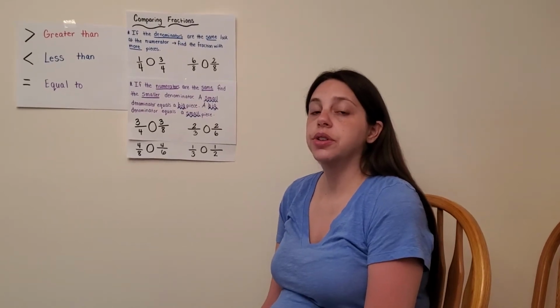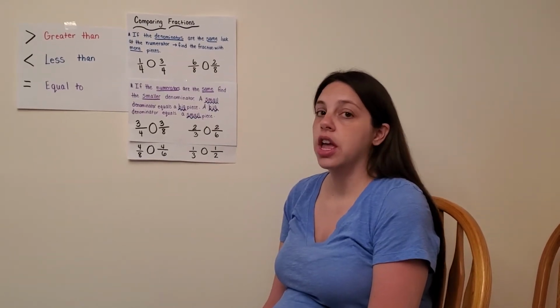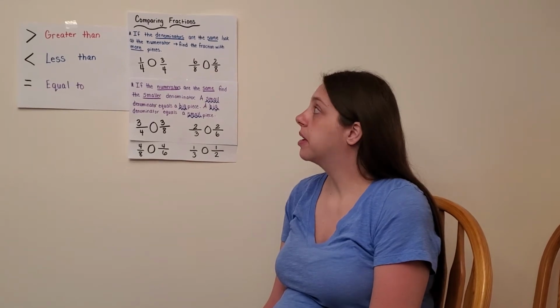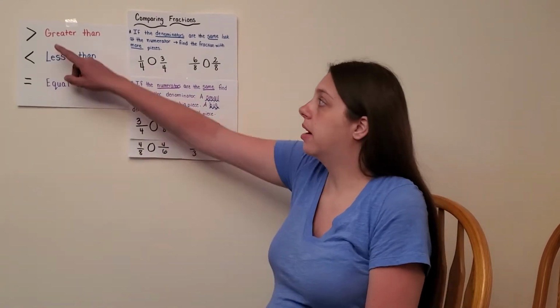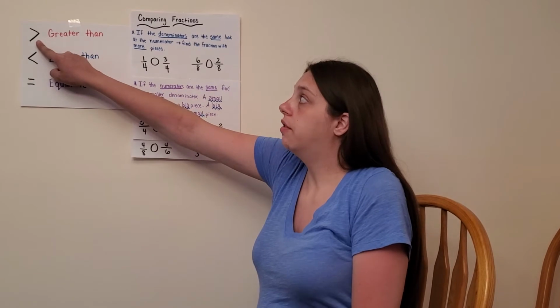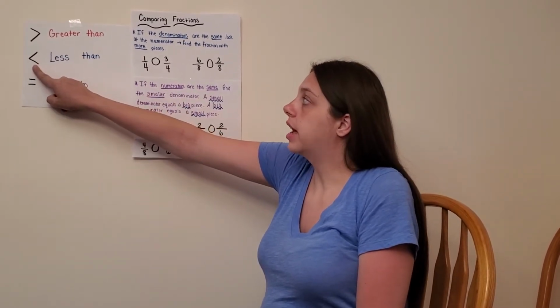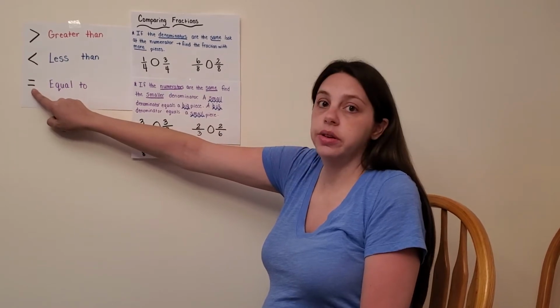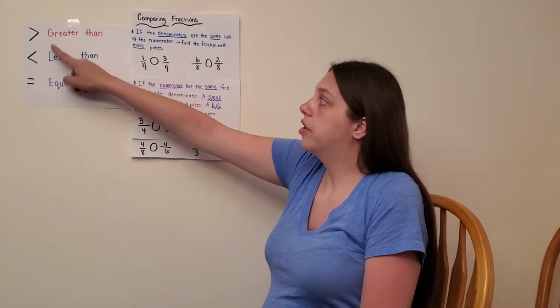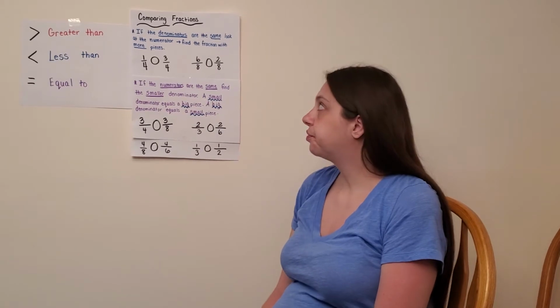This week we're also going to review comparing fractions. In order to understand where we're going with comparing fractions, we need to remember our comparison signs. Our first sign is this one, and that stands for greater than. This sign is less than, and the equal sign means equal to. So we have greater than, less than, or equal to.